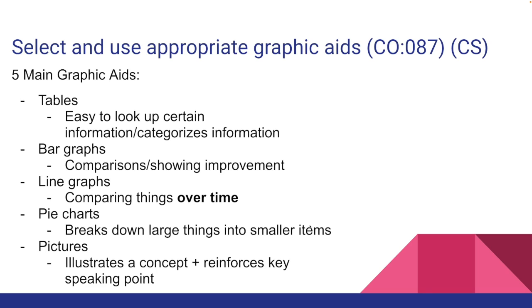Pie charts can break down large things like a budget into smaller items, and again, similar to tables, categorize certain things, in a budget's case, expenses, and help you really see what makes up the most of that large thing. And lastly, pictures, they illustrate a concept and also reinforce a key speaking point from the speaker. So, if you have a certain concept, or as I've done through this presentation, I use icons to reiterate some of the key points that I'd like for you guys to remember.